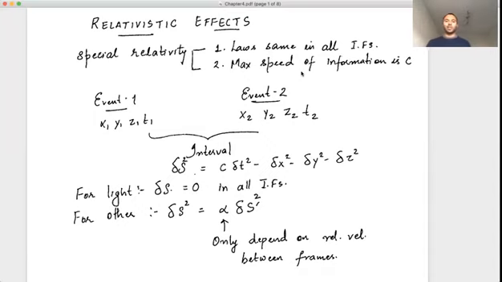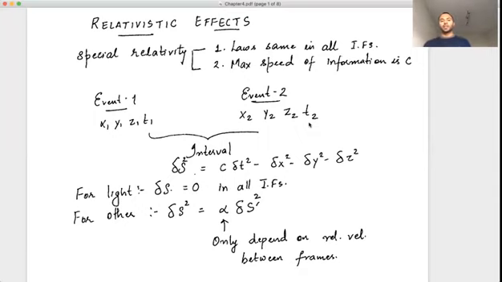Okay, so with these two postulates, it turns out that you can actually derive a huge amount of results just from these two simple postulates. And that's the beauty of these postulates. So let's get started. We're going to talk about events. An event is something that happens at a given space at a given time. I'm just going to call event 1 happening at x1, y1, z1 at time t1. And I'm going to call event 2, which happens at x2, y2, z2, those are the Cartesian coordinates, at time t2.